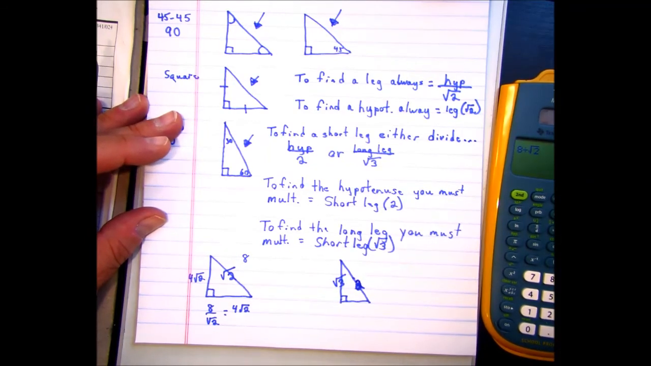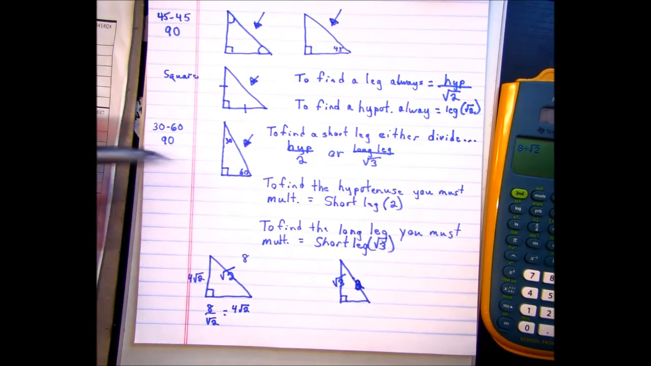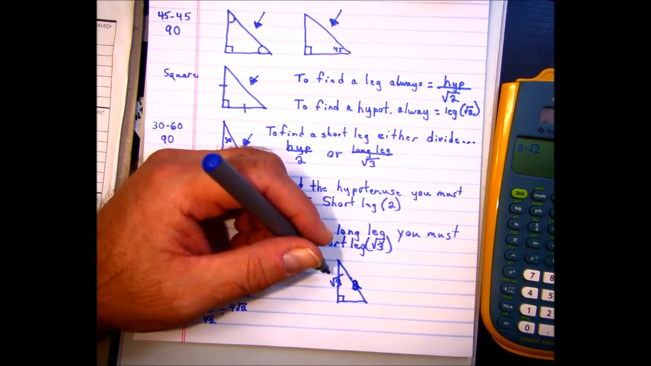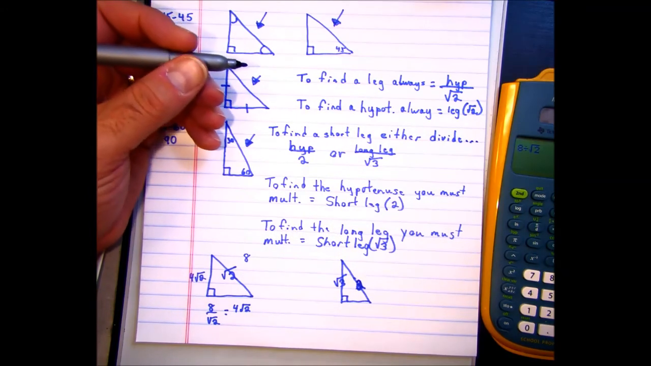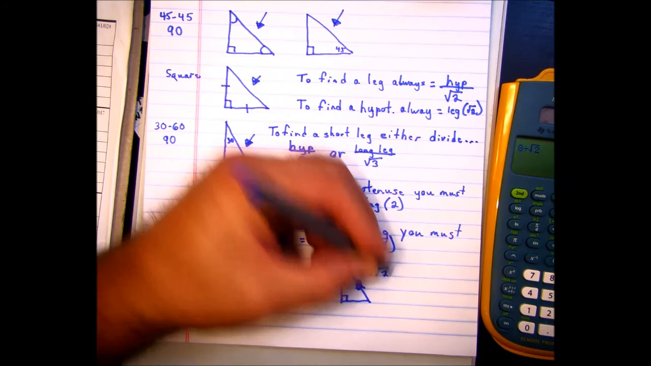Down, divide, up, multiply. Okay? Those are the only two directions you can go, is down and up. Okay, but Mr. Frazier, this one looks a lot more complicated. No. Let's just make a number. 3 square root of 2.